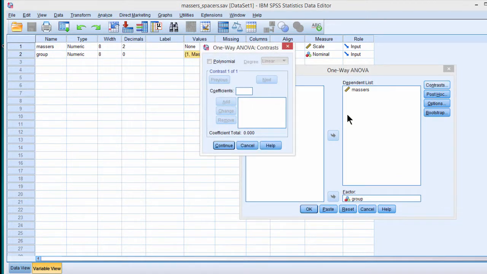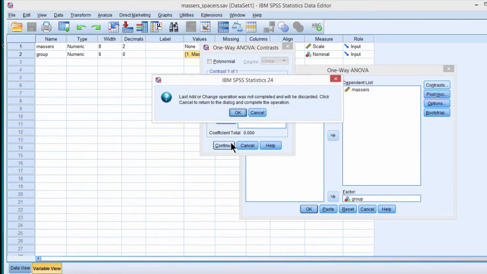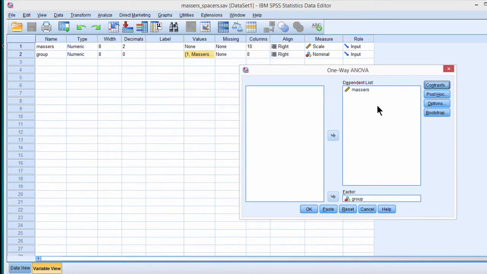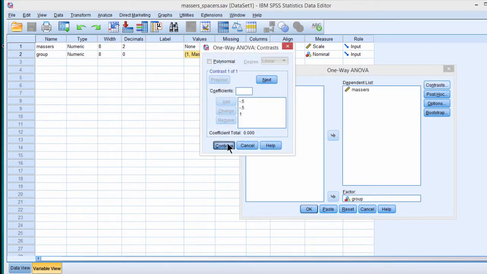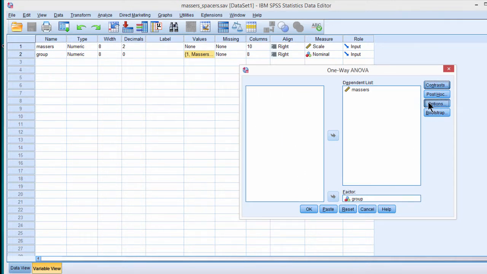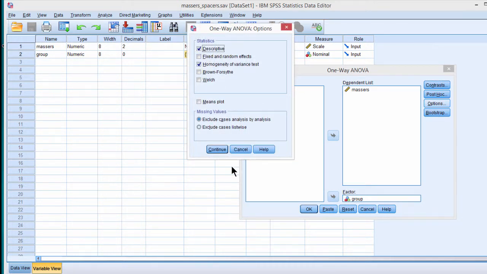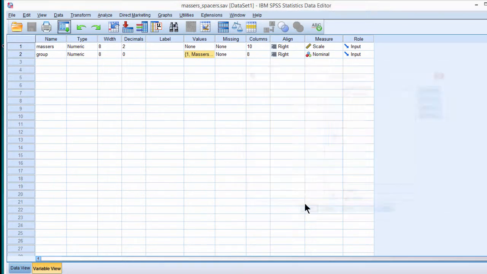We expect the first group to be lower, and that's going to be combined, so we need to have a half weighting. The first two means are going to be combined in a negative way, such that they're hypothesized to be lower, and the third mean is supposed to be higher, and the coefficient total is 0, which is what it's supposed to be. Click on OK. Click on OK, and we should look at the descriptive statistics, of course. And OK, and here we go.